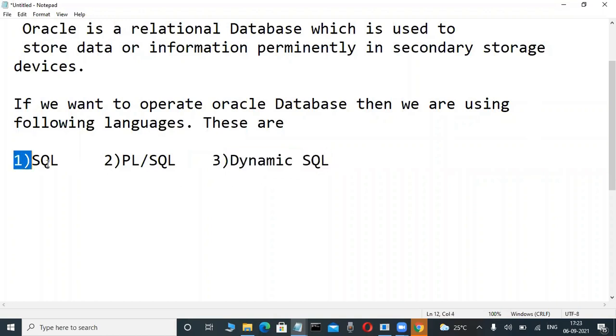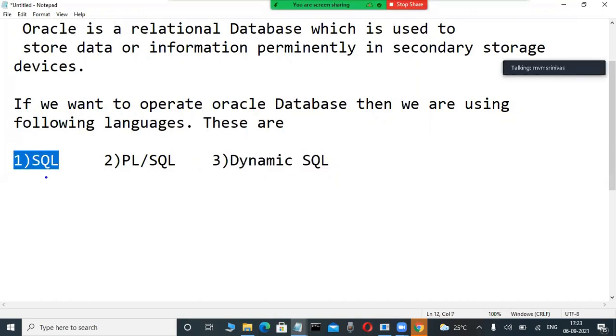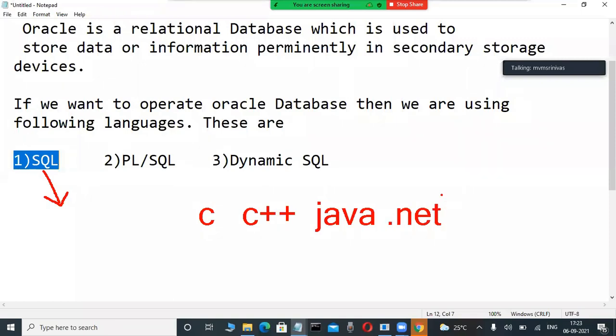Now check it out. What does the SQL language mean? This is very easy. Even a non-technical person, without computer knowledge, can learn it very easily. Actually, this is a non-procedural language. What does procedural mean? Suppose you have languages like C, C++, Java, which computer students know well. So many languages are there worldwide. These languages always have procedural language concepts.